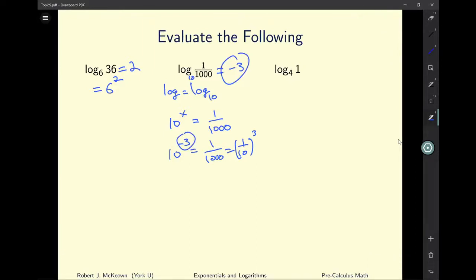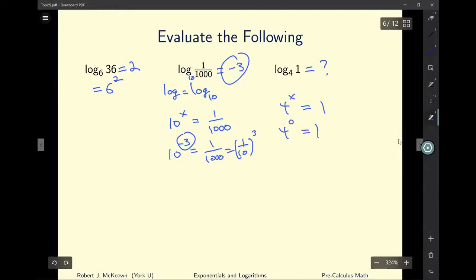And lastly, we have log base 4, 1. And what's that going to be equal to? Well, we have 4 to the power of something equal to 1. What's that going to be? Well, that's going to be 4 to the power of 0. Right? So x must be equal to 0. And log base 4, 1 is just equal to 0.